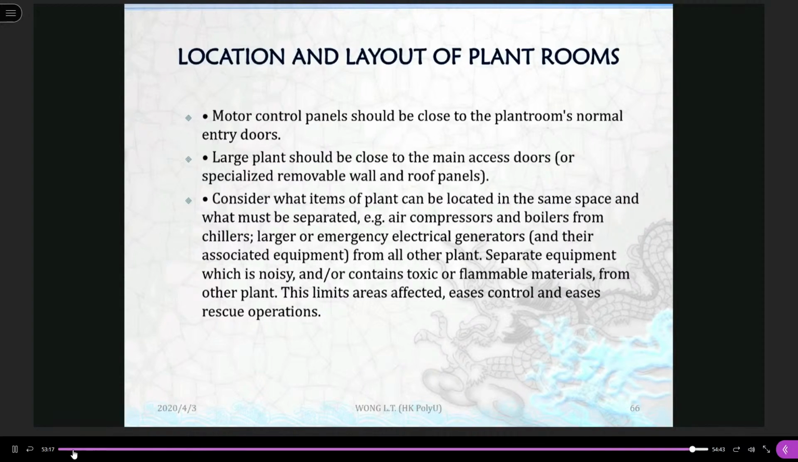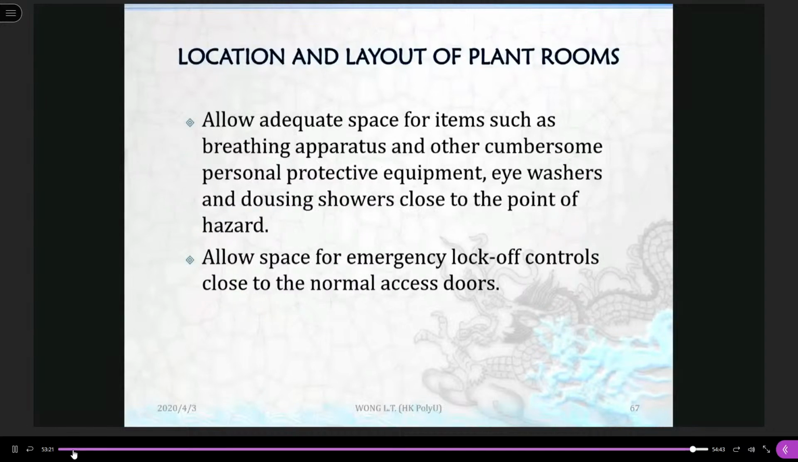Okay, the last page before the break. The location and layout of the plant room. We need to allow adequate space for items such as breathing apparatus. People accessing there may have some apparatus, so we need to allow additional space, and we need to know what exact processes are to be conducted for the maintenance. Eye washers, showers, close to the point of access, and we have to allow space for the emergency lock-off control, close to the normal access door, etc.